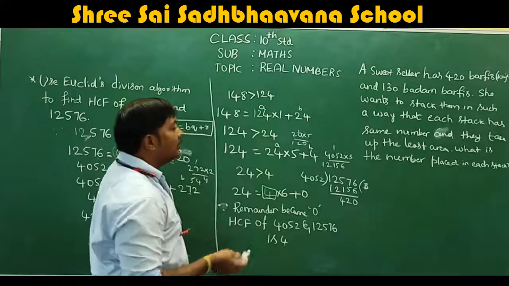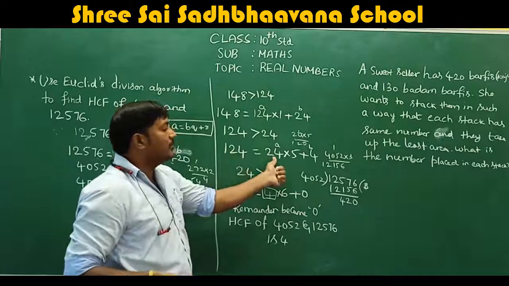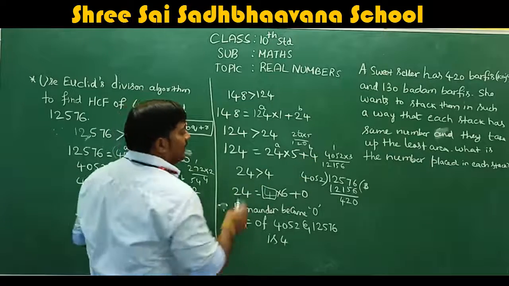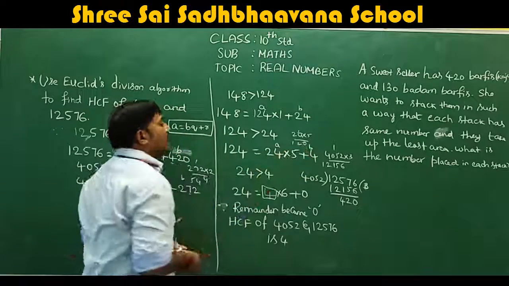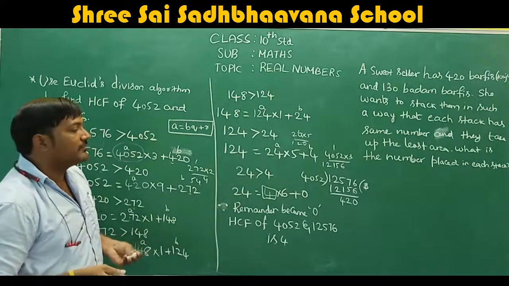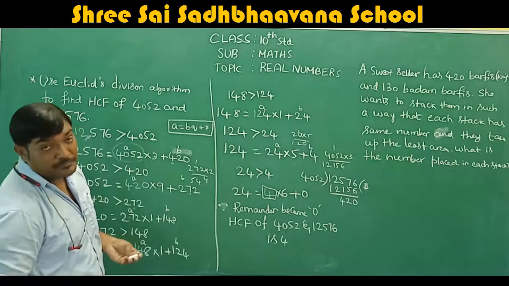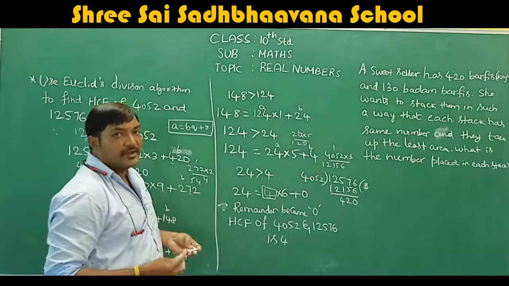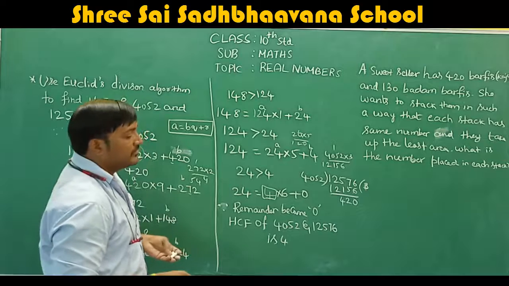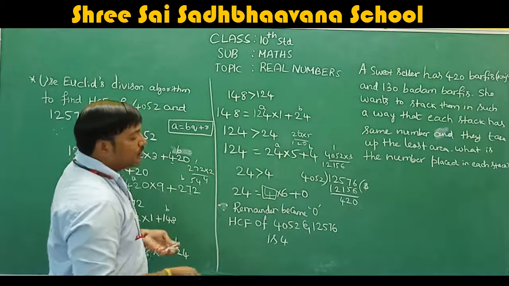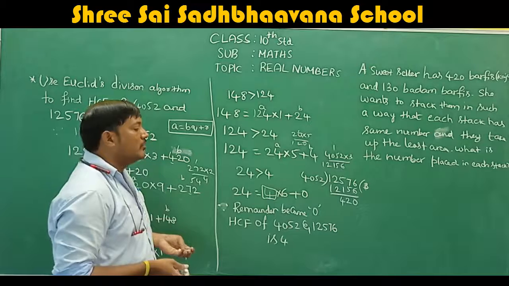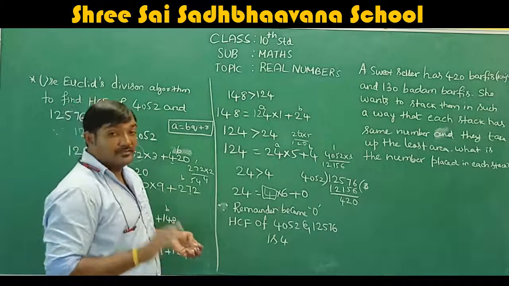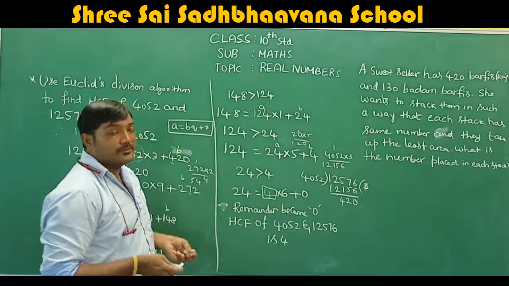So 124 is greater than 24. So 124 can be divided by 24. So 24 fives are 120 and 4 will be the remainder. Again here 24 and 4 you have to take. A as 24, B as 4. So 24 is greater than 4, so you can divide 24 by 4. So 24 can be written as 4 into 6 plus 0. Correct? You divide, it goes 6 times. At last, here we got remainder as 0. Then you stop the procedure.